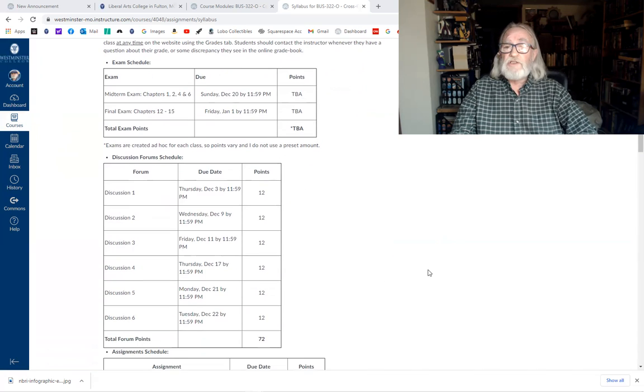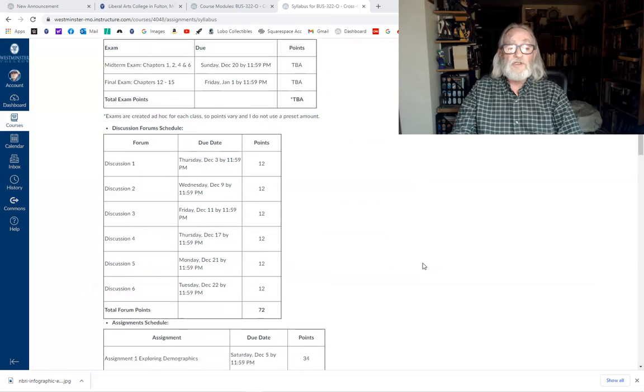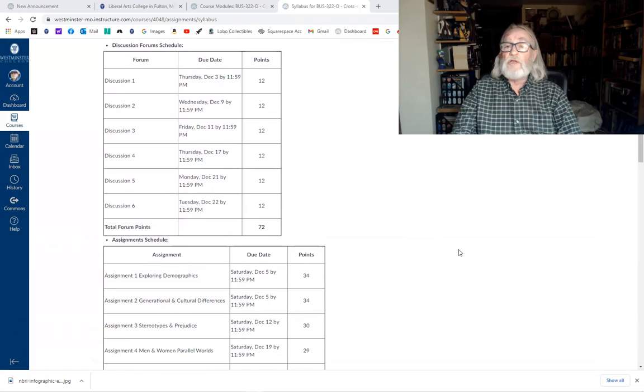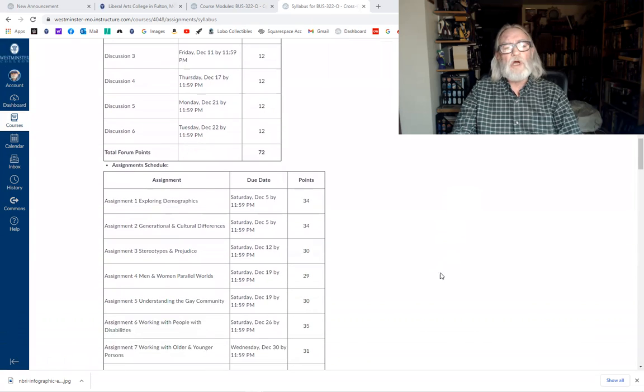Okay, I have 6 discussions for you. If I remember correctly, there are no responses required this time around on the discussions. I've given you explicit directions on how much you should write, so pay attention to the instructions. 12 easy points the way I look at it, but follow the instructions there. I'll show you all that when we get to the modules page.